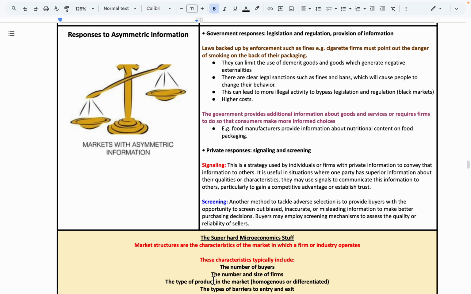So the government provides additional information about goods or services. So this is provision of information, such as food manufacturers providing information about nutritional content on food packaging. They can mandate that as a requirement for food industries.